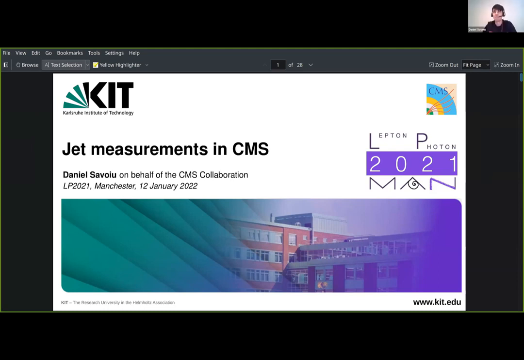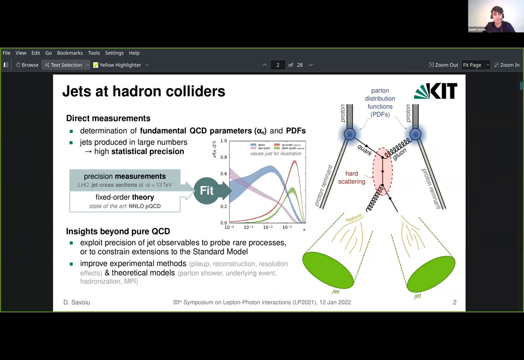Yes, thank you very much. So let's then get right into it. I will be talking to you about a series of recent jet measurements in CMS. So just to start with, a brief overview of why this is very interesting to look at.